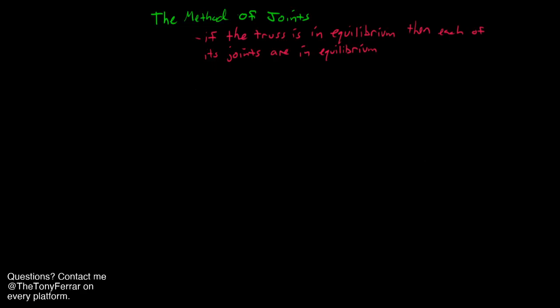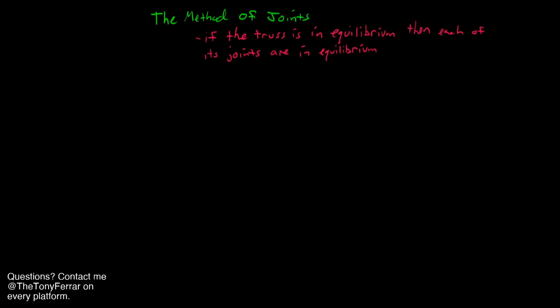The method of joints is one of the two ways we can find the forces in the individual members of a truss. The other is the method of sections, which we'll look at in a different video. The method of joints revolves on a single fundamental concept, which is that if the truss is in equilibrium, then each of its joints is in equilibrium too.